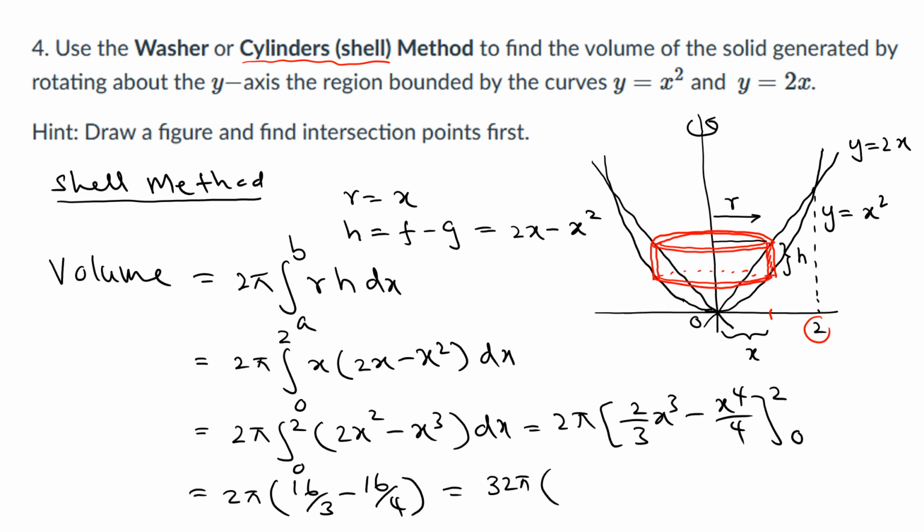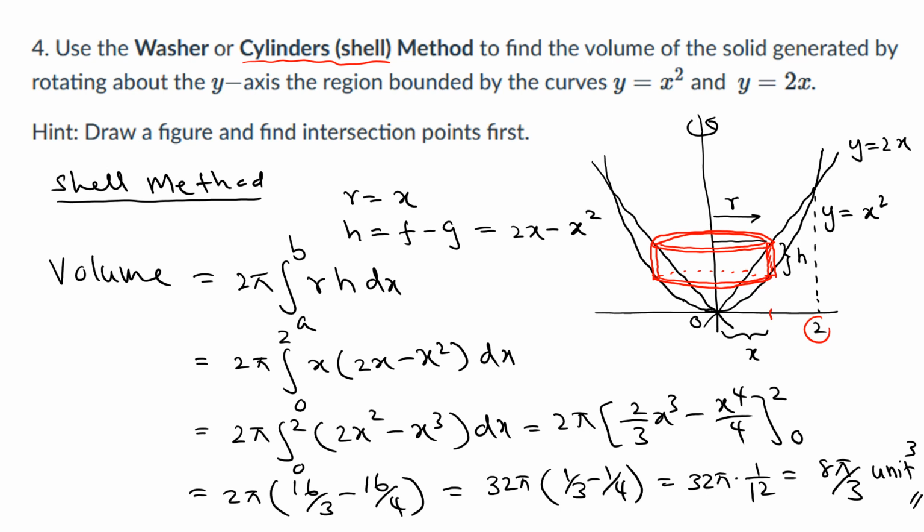And then what you have is 1/3 minus 1/4, which is 1/12. So you have 32 pi times 1/12, which is 8 pi over 3. This is units cubed because this is a volume. Good. So you can see you get the same answer. Compared to the washer calculation, this shell method is much easier calculation-wise. So this is how you use the two methods on a problem like that.